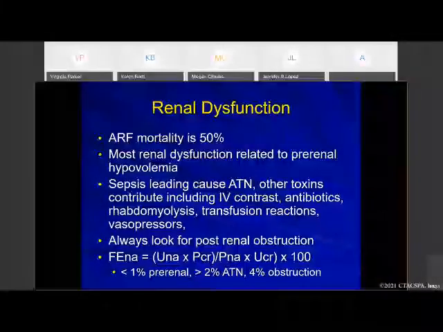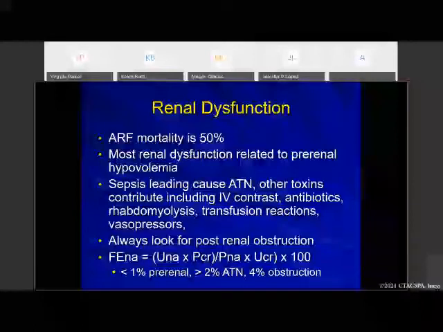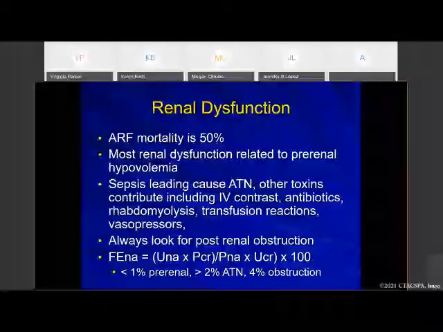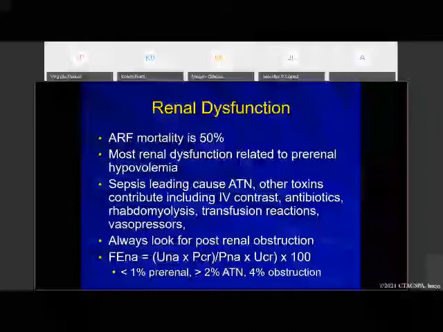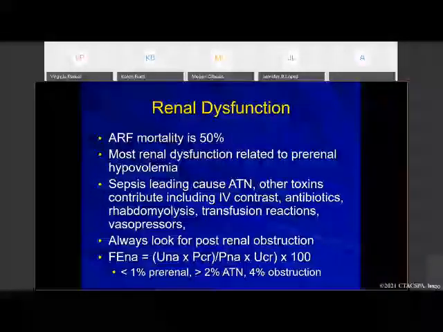For acute renal failure, mortality is about 50%, maybe even higher. Most renal dysfunction is related first to pre-renal hypovolemia. Sepsis is the leading cause of ATN, but other toxins can contribute: IV contrast, antibiotics, rhabdomyolysis, transfusion reactions, vasopressors. My radiologist says we worry too much about IV contrast causing renal problems. If you're worried that someone has an SMA occlusion, you really need to know. So I wouldn't worry about their kidneys at that point if you're worried about other things.